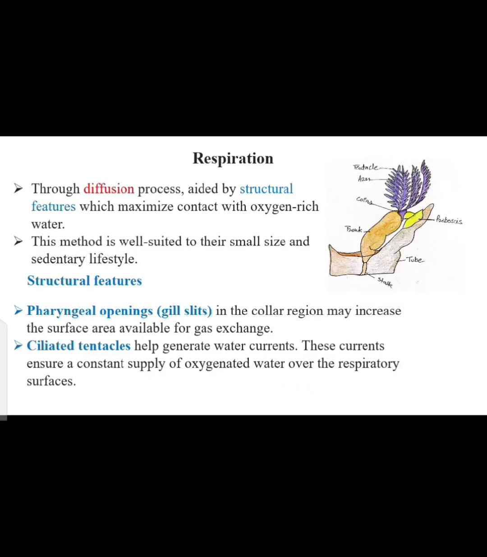Respiration occurs through diffusion in pterobranchs with the help of structural features. These structural features include pharyngeal openings or pharyngeal gill slits present in the collar region, which may increase the surface area available for gas exchange, although these gill slits are not as pronounced as in other hemichordates.